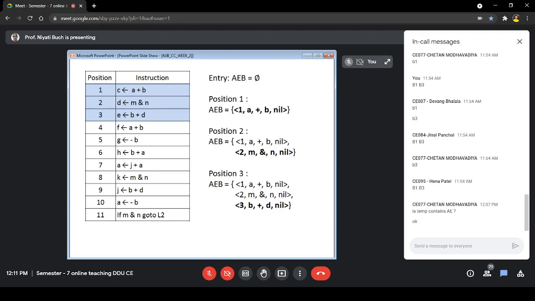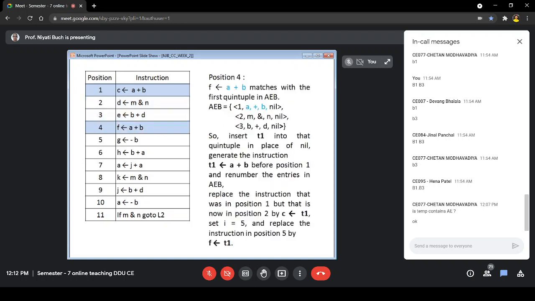Okay, because the fourth one, if you see right over here, we are having A plus B. So here you have to apply the algorithm. You have to apply one more step of the algorithm, right? So moving further, up to this much it is quite simple. Now comes the tricky part, so please pay attention.